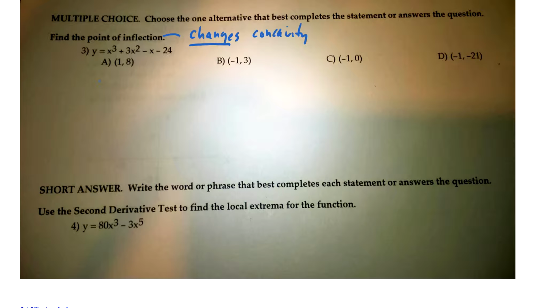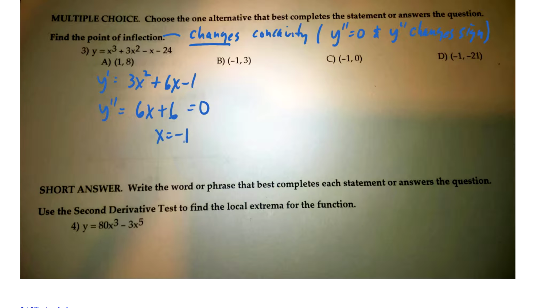So I've got to find out where the second derivative is 0. It changes concavity, so that means the second derivative equals 0, and y double prime changes sign. So you've got to check both of those. So y prime is 3x squared plus 6x minus 1. Y double prime is 6x plus 6. Set that equal to 0, so I get x equals -1.